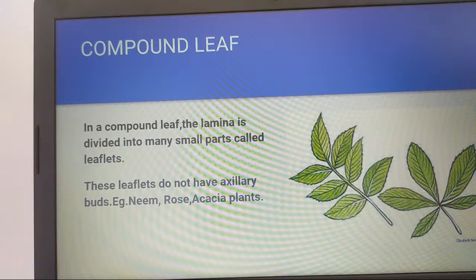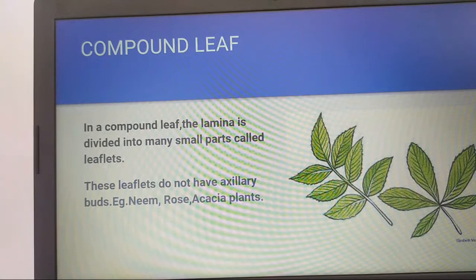So now I think you can differentiate between a simple and compound leaf. Simple leaves have the presence of a single lamina. In case of a compound leaf, you can see the lamina is divided into many small parts. What are they called? They are called leaflets.